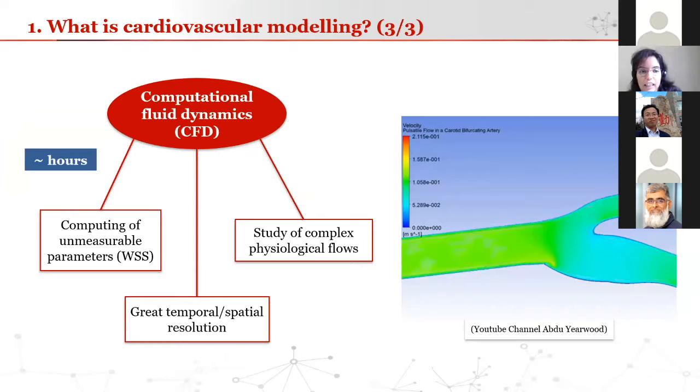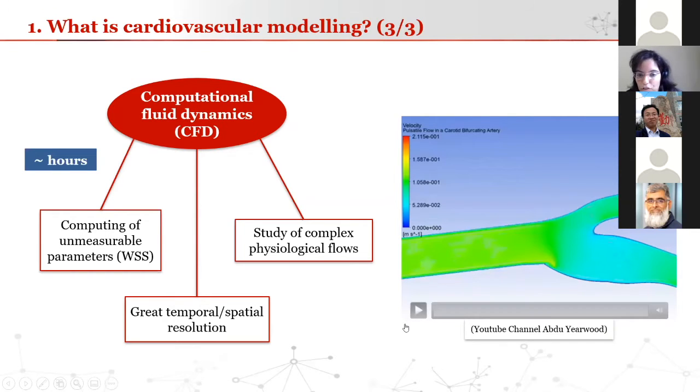Actually, CFD has a lot of advantages because, for example, it allows us to measure parameters which cannot be measured in any other way. For example, wall shear stress, which I mentioned before, which is a measure of stress on the vessel wall caused by the passage of blood flow. CFD also has very good temporal and spatial resolution in comparison with the current imaging modalities from the hospitals, and it lets us study complex flows.